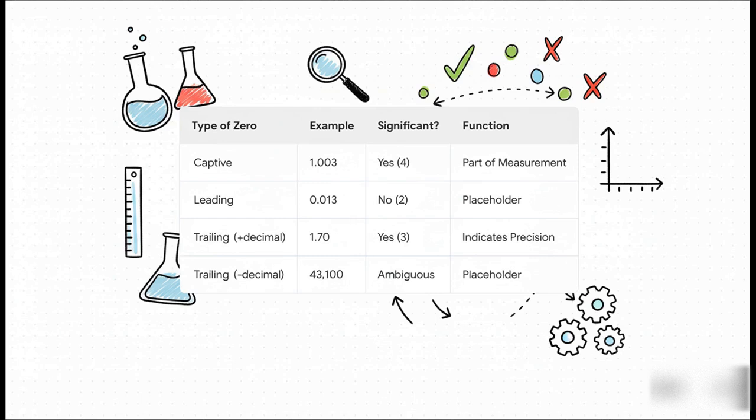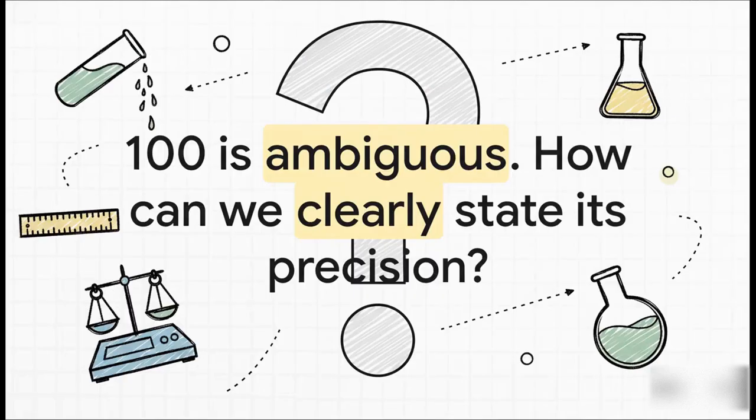Then you have leading zeros, like in 0.013. These guys are never, ever significant. They're just placeholders, showing you where the decimal point lives. Now, trailing zeros, this is where it gets interesting. If they're after a decimal point, like in 1.70, they are absolutely significant. They were measured. But if they're at the end of a whole number with no decimal, like 43,100, well, that's where things get ambiguous. And that ambiguity leads us right to this problem.